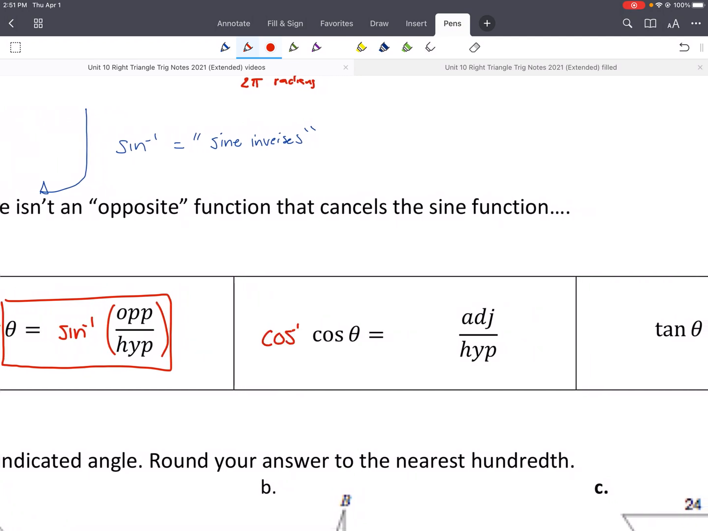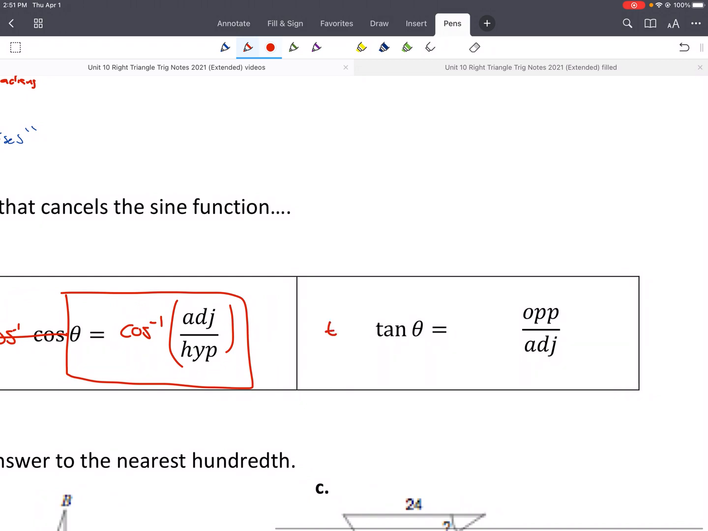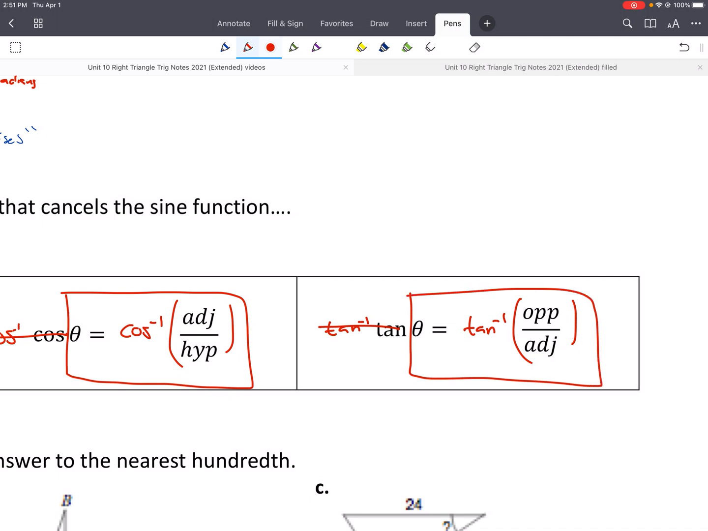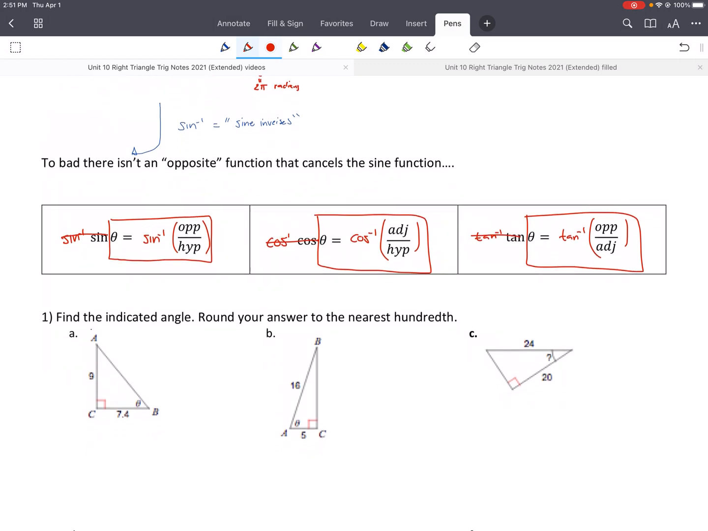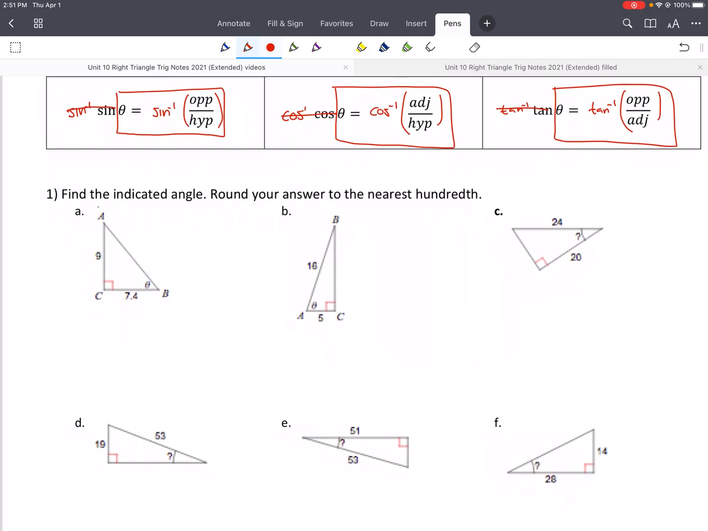So here we have cosine inverse, that cancels out, but you have to do it to both sides. So we get theta is equal to cosine inverse of adjacent over hypotenuse. And then tangent, same thing, tangent inverse to both sides, and the tangent inverse and the tangent cancel, and that leaves us with theta is equal to tangent inverse of opposite over adjacent. We're going to use those in inverse trig to solve for an angle. Let's give a try on that.